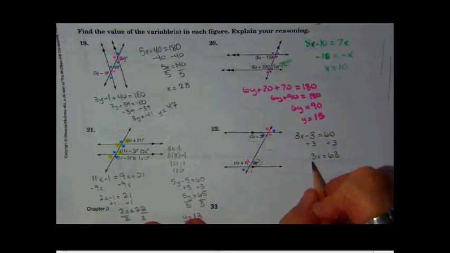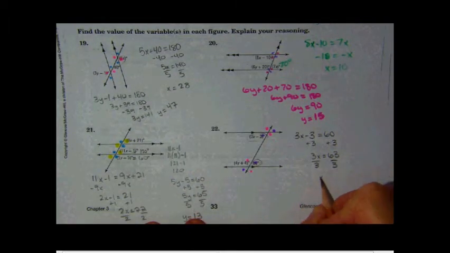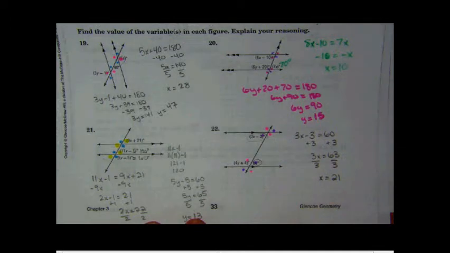I don't have any other x's, but I have that this purple is equal to that purple. So 3x minus 3 is equal to 60. Okay. So you add 3 to both sides to get 3x is equal to 63. So x will be 21.